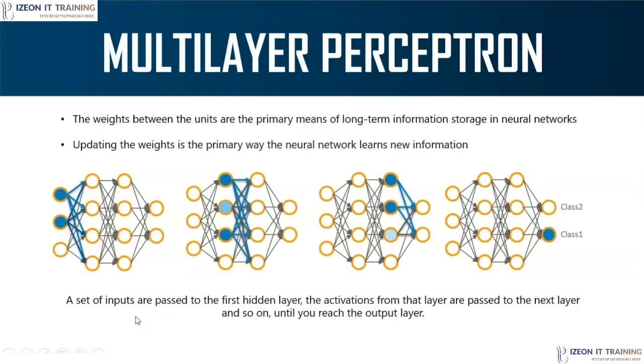So how a multi-layer perceptron works is a set of inputs are passed to the first hidden layer. Now the activations from that layer are passed to the next layer, and from that layer it's passed to the next hidden layer until you reach the output layer. Right, from the output layer, you'll form the two classes, class 1 and class 2. Basically, you'll classify your input into one of the two classes. So that's how a multi-layer perceptron works.